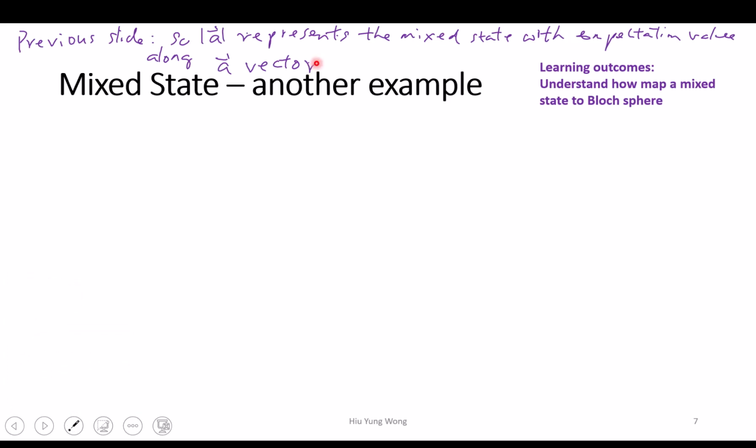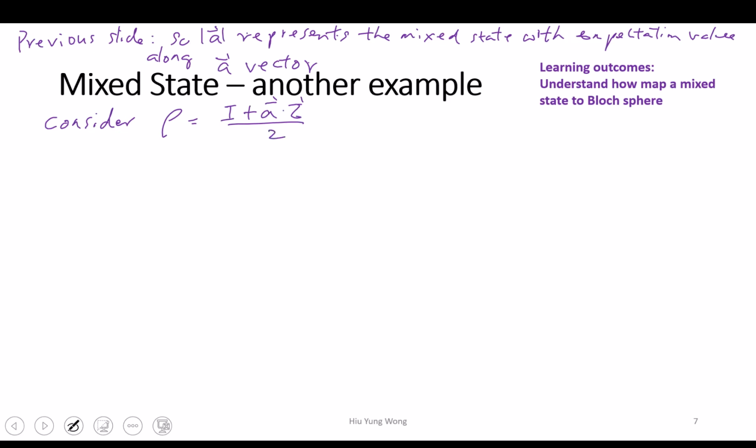So I don't know if I'm clear about this, but let me show another, more complicated example. Then maybe it will be clear. Let's consider a general state. Rho equals (I plus A dot sigma) divided by 2. This is the general state.